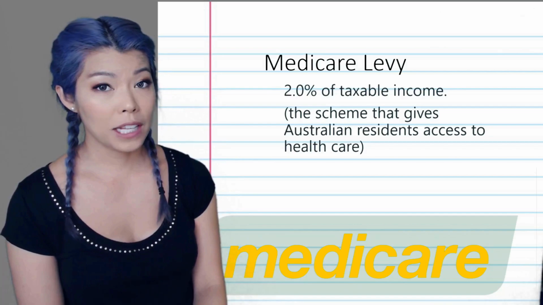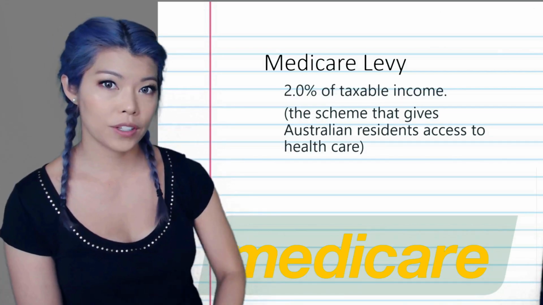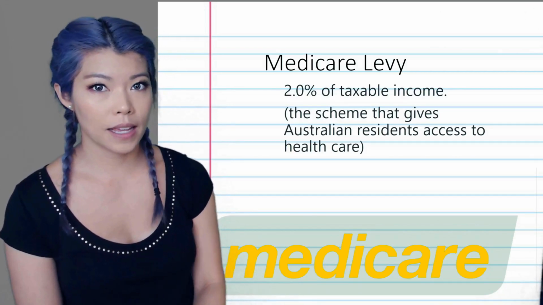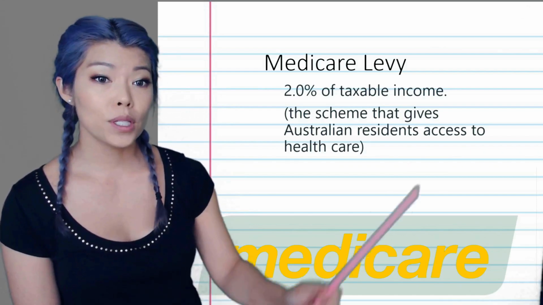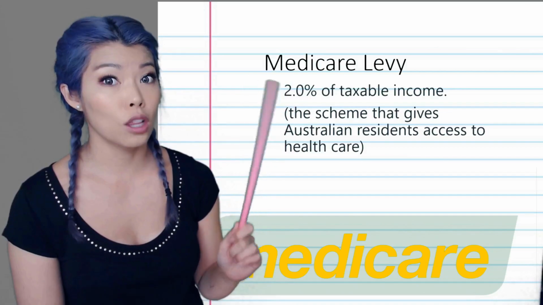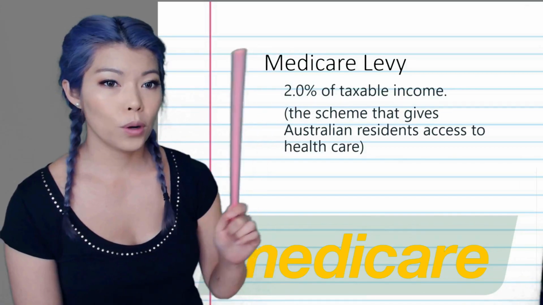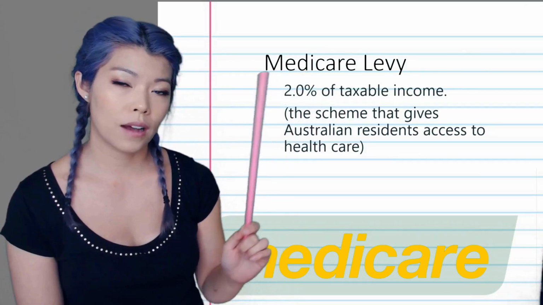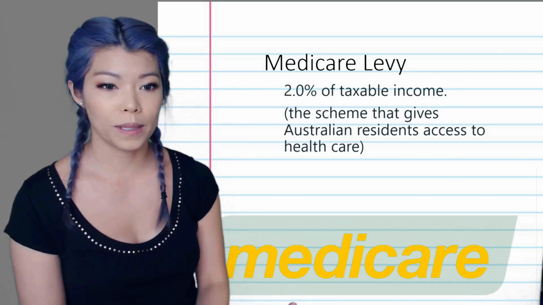Medicare. In Australia, we pay the Medicare levy, which goes to the government, and that amount helps us take care of our health system. Most people would pay 2% of their taxable income. Some people that earn a lot more might pay a bit more, but all you have to worry about in our exercise is that we pay 2%.